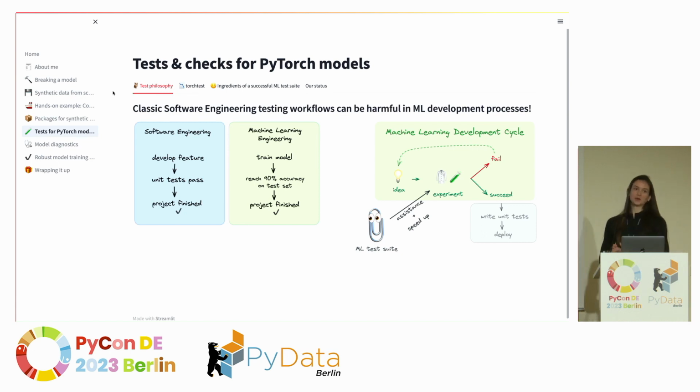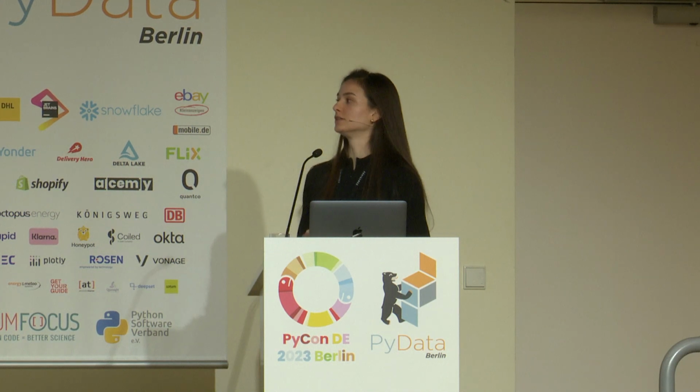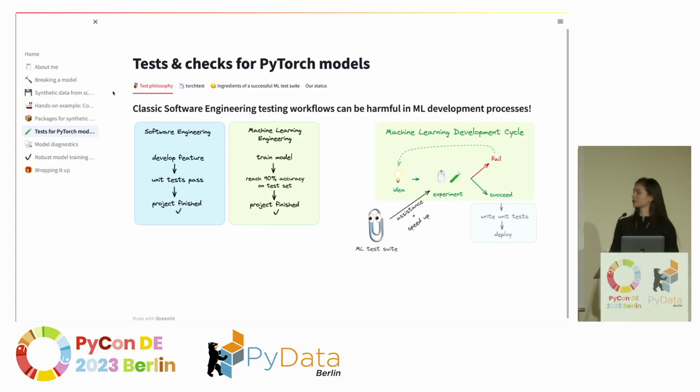But I know that maybe some of you have quite a negative attitude about tests in machine learning. This is usually because we tend to use software engineering testing workflows for machine learning development. But this is actually not a good idea, and I want to go a bit into detail on why this is the case. So here on the left-hand side, you can see what is going on in the typical software engineering workflow. Basically, our customer or our manager is wishing for a feature. We develop the feature. The unit tests pass, and our project is basically finished.